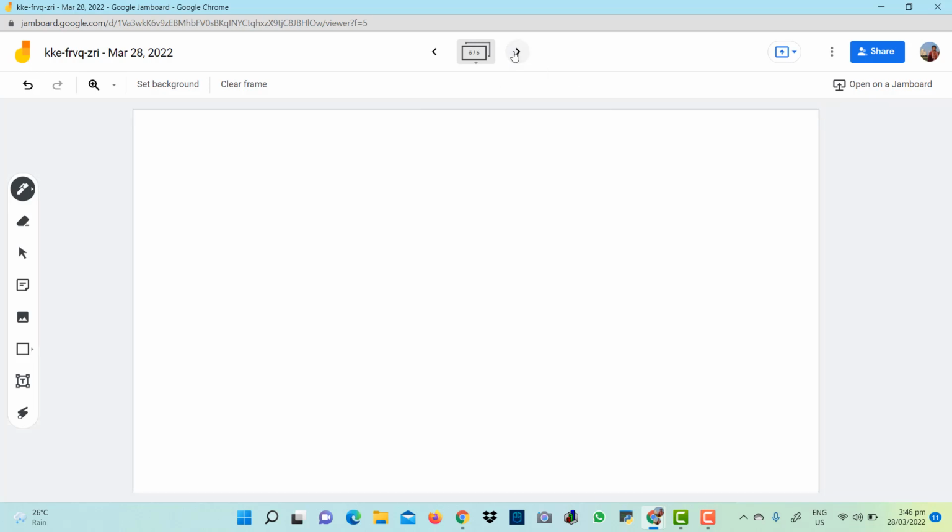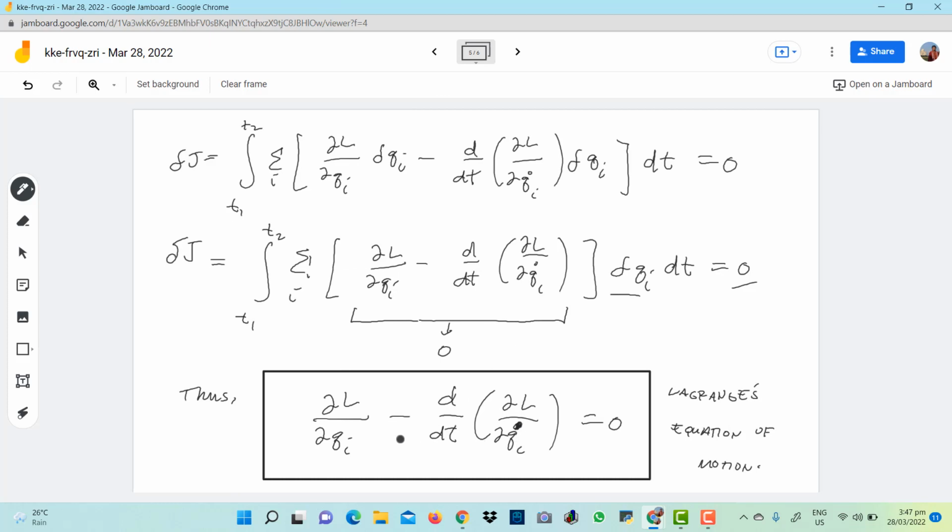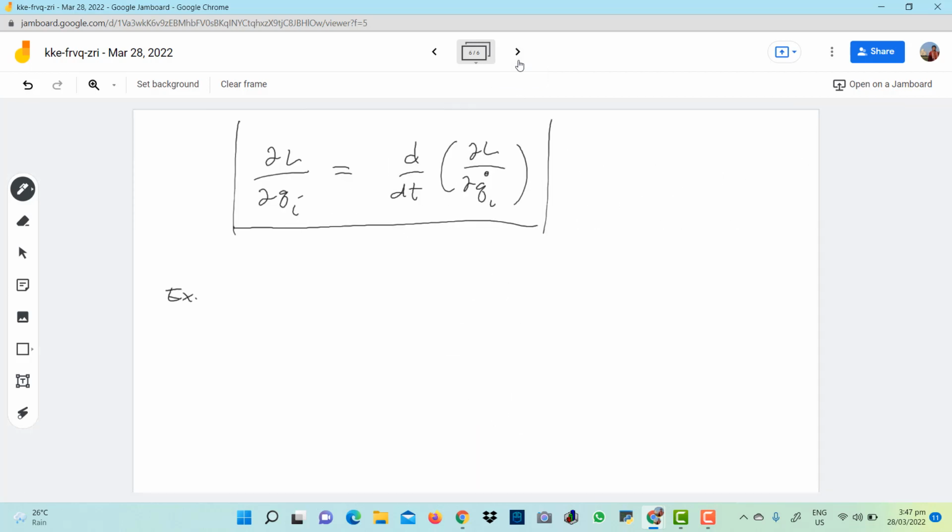Sometimes, there are books that equate the negative. Sometimes we can put that one as partial L partial Qi is equal to d dt of partial L with respect to Qi dot. So sometimes you can write the Euler-Lagrange equation of motion like that. Both are the same; you just transpose and you will get the Lagrange equation of motion. Okay, so now that we have the Lagrange equation of motion and the Lagrangian, I can solve the equation of motion of any given system, whether complicated or simple. As long as you have this Lagrangian L, I can get the equation of motion. Say, for example, the simplest is free fall.